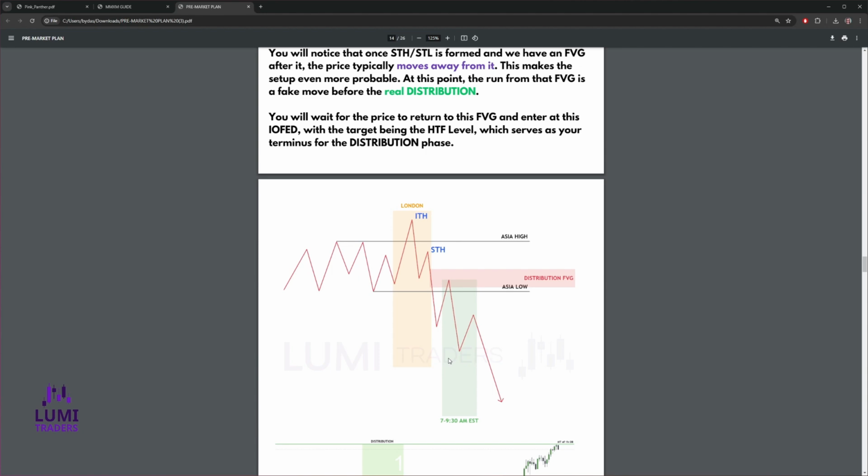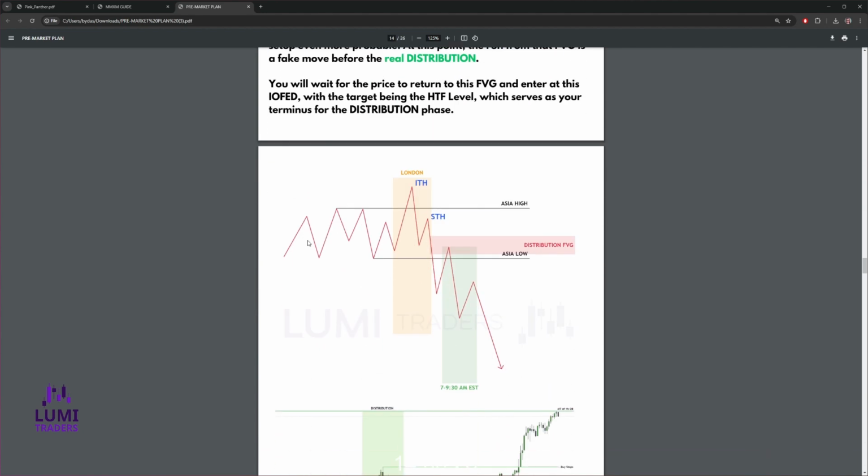Okay, how it actually looks like with all this text right here. This looks like this. We got accumulation, London manipulation, we run Asia high. So this orange box is between 2 and 5 a.m. The green box is between 7 and 9:30 a.m. So we run this Asia high. It offered an intermediate term high. Move lower, first retracement, short-term high on the right side, short-term high on the left side. Then continuation lower, we took out Asia low before 7 a.m. It offers this fair value gap.